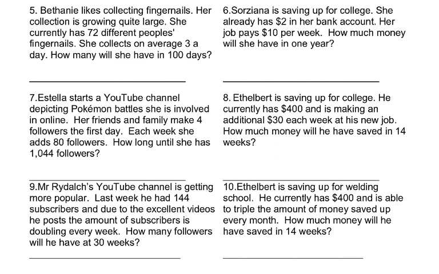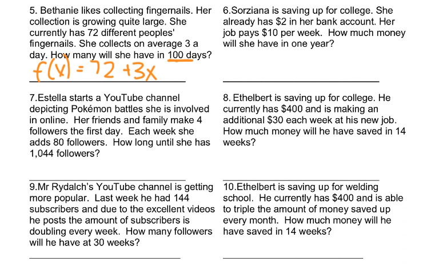Alright, so Bethany likes collecting fingernails. Her collection is growing quite large. She currently has 72 different people's fingernails. She collects on average 3 a day. How many will she have in 100 days? So, you go f of x equals 72 plus 3x. Okay, in 100 days, x stands for day because it's every day. So we would plug it in, okay?